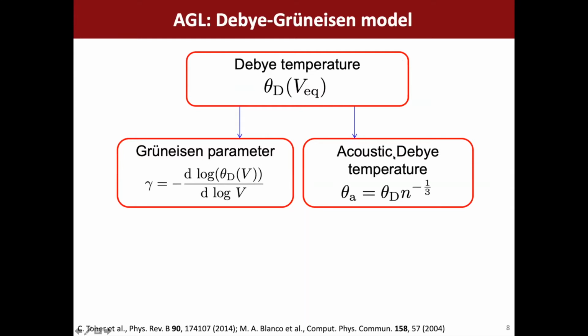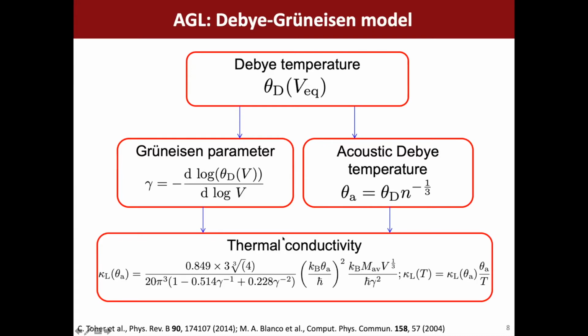Then we have another thing that's called the acoustic Debye temperature. So this is sort of an approximation, and it basically tells you what the Debye temperature is if you only include the acoustic modes of the crystal. So Marco is going to talk about this tomorrow morning a bit more, about the difference between acoustic modes and optical modes. But these are basically the lowest frequency vibrational modes, and these are the ones that are most important for thermal transport.